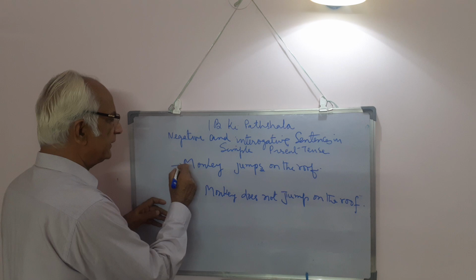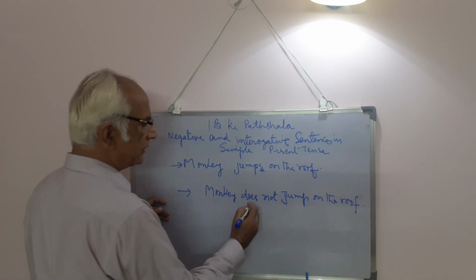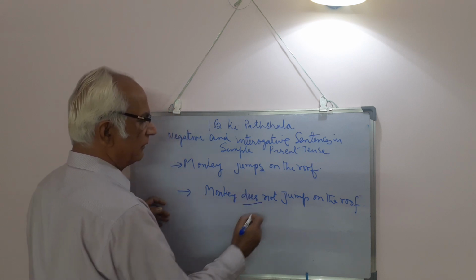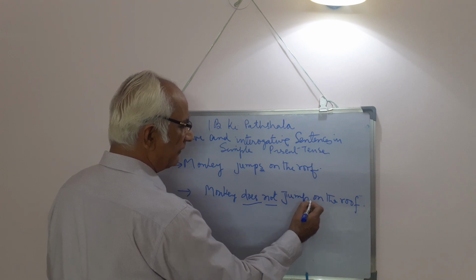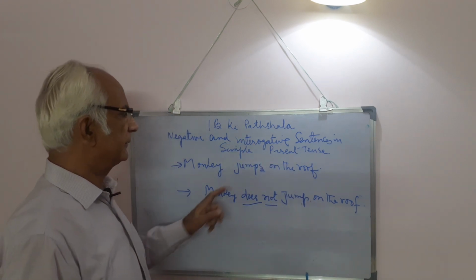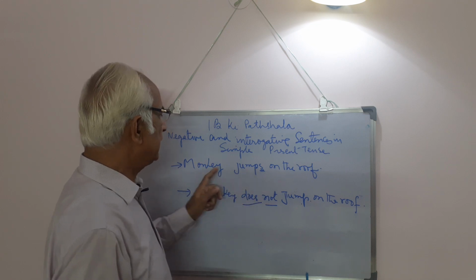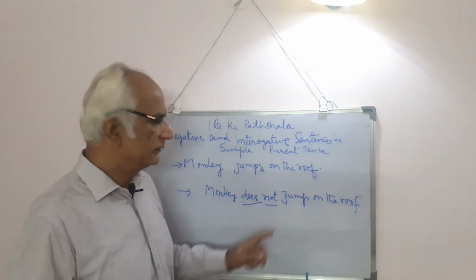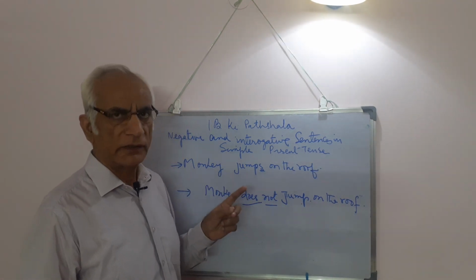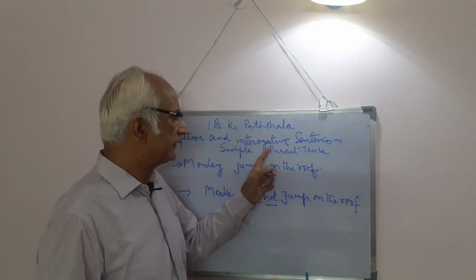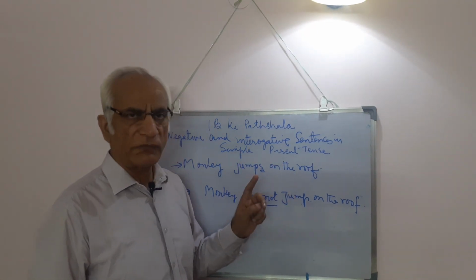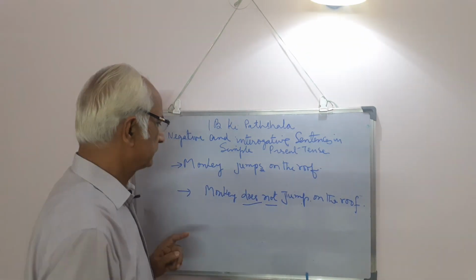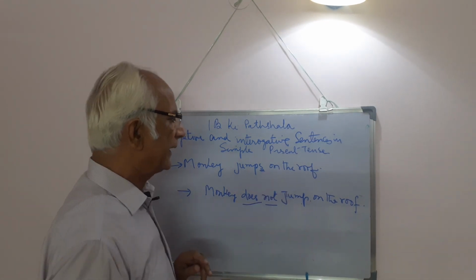So this is a positive sentence and this is a negative sentence. How has it become a negative sentence? Because we have added the helping verb does followed by not, and then the verb, and with the verb no s or es will be added. In the positive sentence, it is monkey jumps on the roof. Monkey does not jump on the roof. This you must remember. This is very important. In the negative sentence in simple present tense, the suffix s or es will not be added to the verb. Okay, this is how we make the negative sentences.